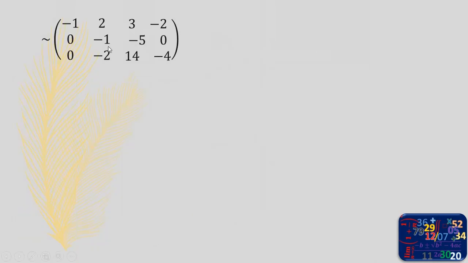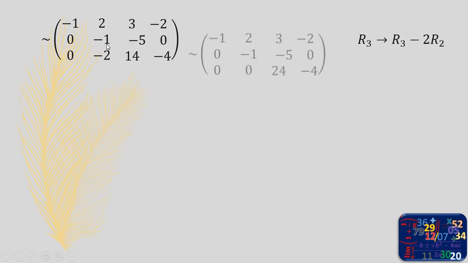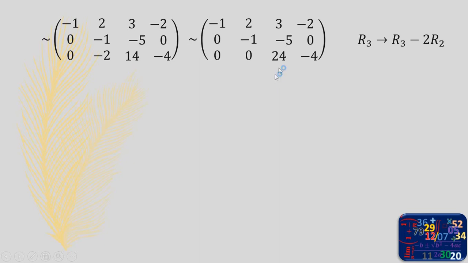So the last matrix in the previous page, same thing is here. So from this one we want to apply: row 3 is replaced by row 3 minus 2 times row 2. If I use this rule, I'll get another matrix. And now just think over this.